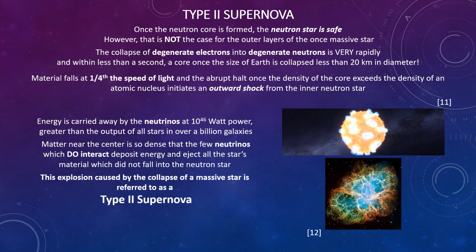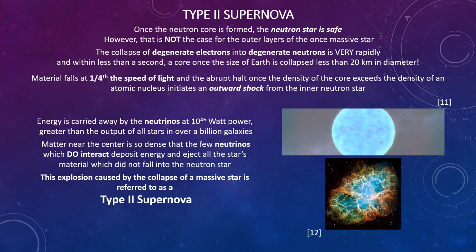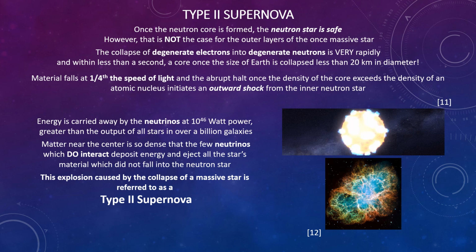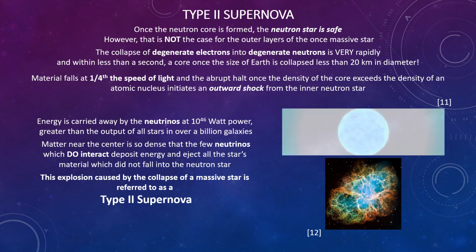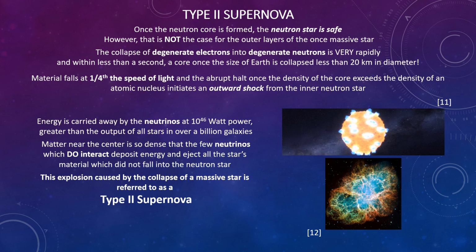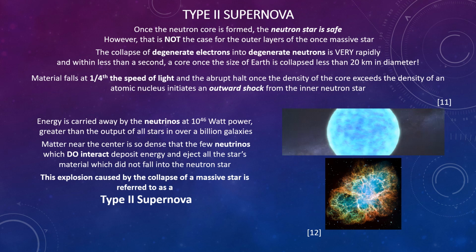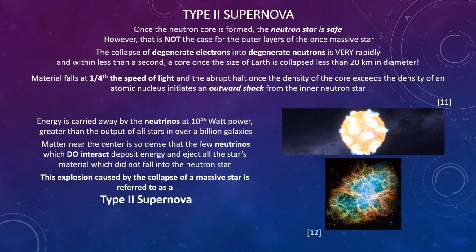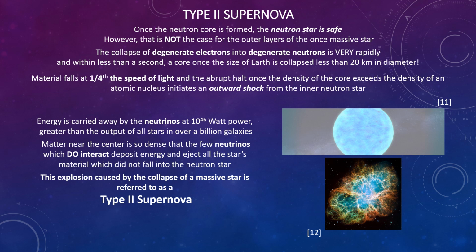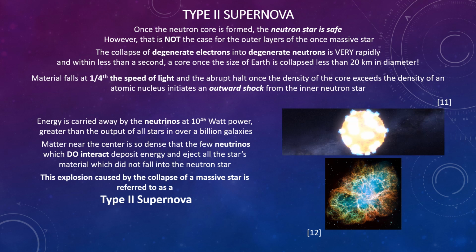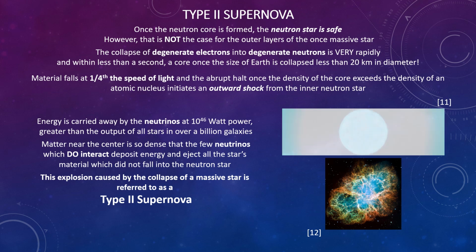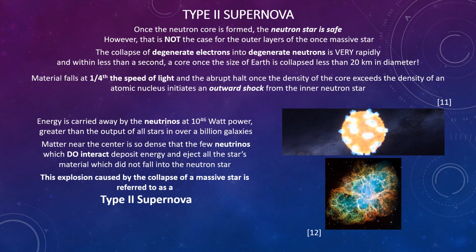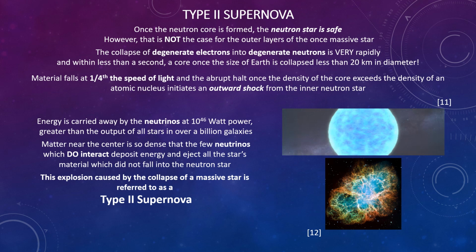Even though neutrinos interact with matter very rarely, the fact that there are so many of them and there's so much matter around the star still, it actually creates a huge energy output, 10 to the 46 watts of power, which is greater than all of the output at a single time of all of the stars in a galaxy. So when this happens, this creates a massive explosion called a type 2 supernova.